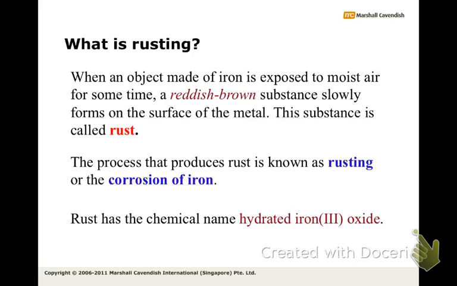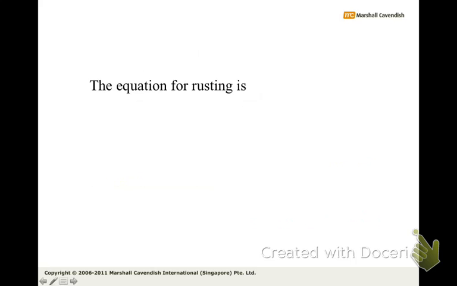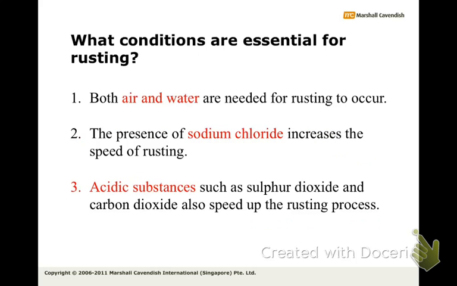Rust also has a chemical name. It's called hydrated iron trioxide. Now the equation for rusting is like this. If you recall, I think I showed you earlier this year, it will form Fe2O3.xH2O. Now X, you don't need to concern yourself. Basically, X is the water of crystallization. It just denotes how many water molecules are attached to the iron trioxide.